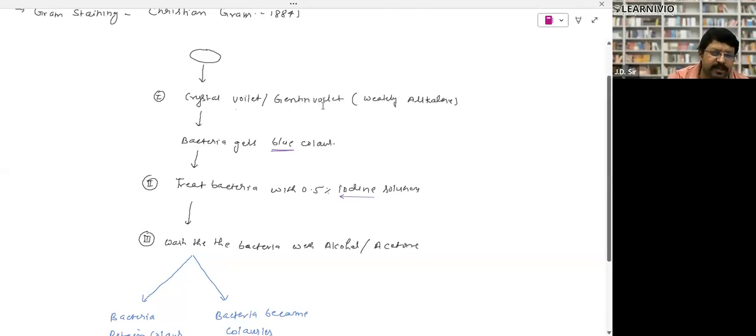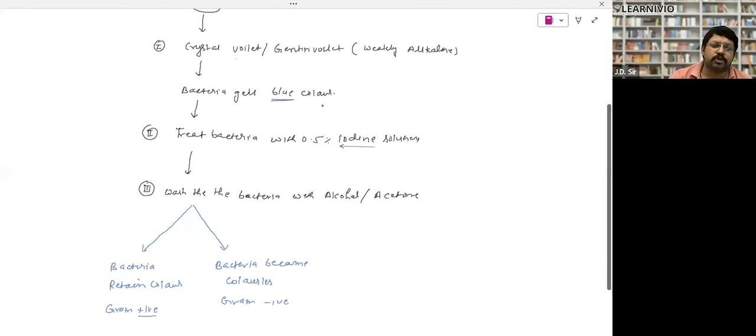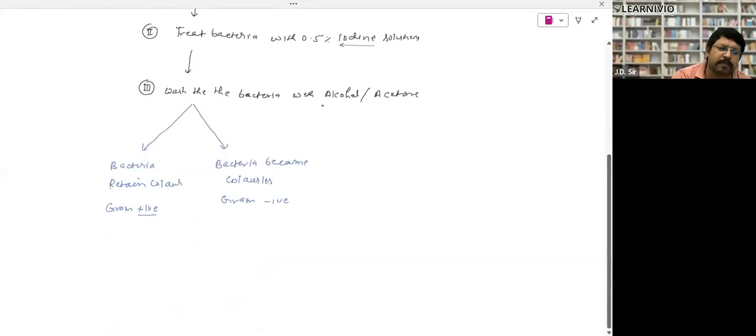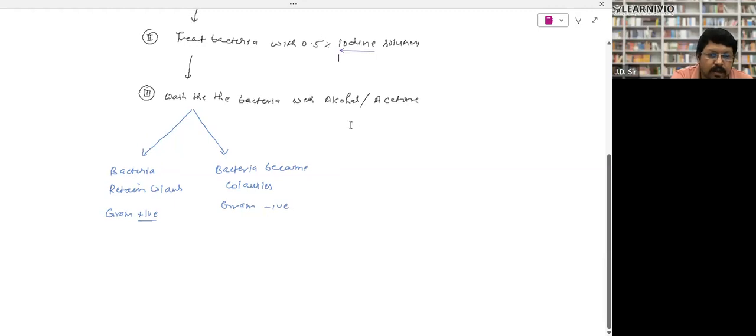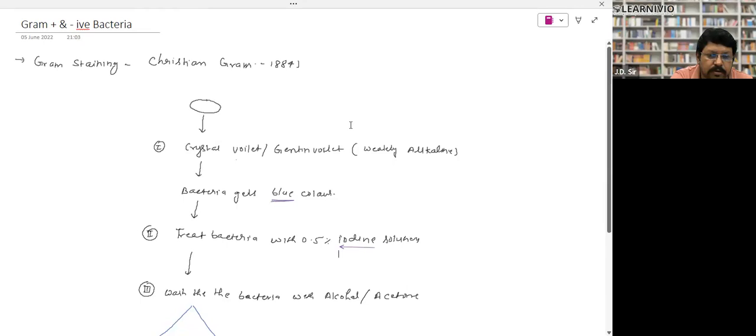After this step, they treated the bacteria with 0.5% iodine solution. After treating with the iodine solution, they washed the bacteria with alcohol or acetone. After washing, those bacteria which retain blue color are called gram positive bacteria, and those which become colorless, or lose the color, are called gram negative bacteria. Is it clear? Clear to both of you? Keep on telling me.